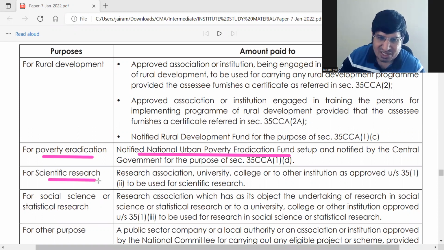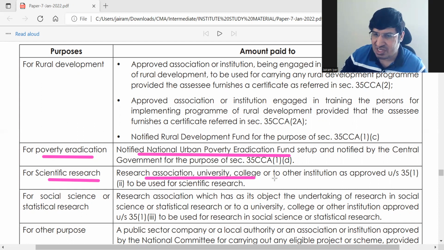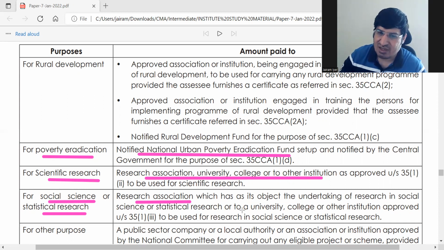फिर ये जो है scientific research. In scientific research, section 35, what we have seen is, हमने देखा था, either it can be in-house scientific research or through outside institutions. So here we are talking about the outside institutions part. ठीक है? So scientific research, research association, university, college, etc. For this he has given, or for social science and scientific research. He has given for this purpose to an approved research association. Either approved research association or same thing what I've underlined here. University, college or other institution.